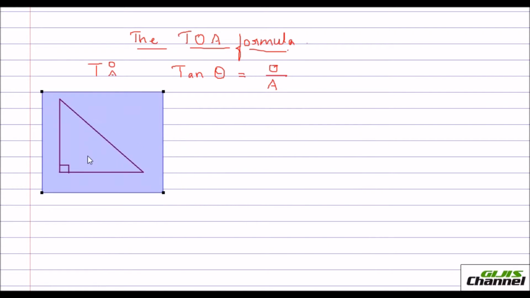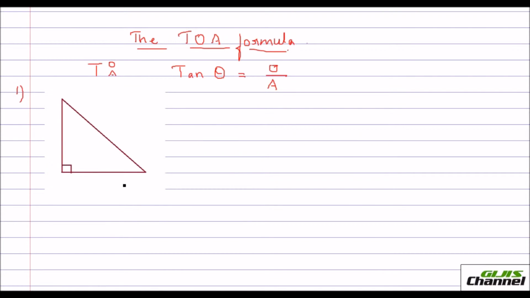Let's take the first example. I have a right angle triangle here. In this question, the angle is over here. It is given as 28 degrees and this side is given as 40. You are asked to find this side.